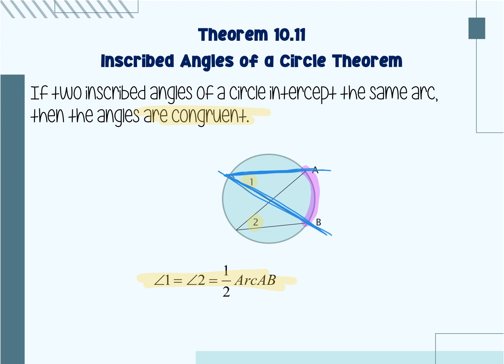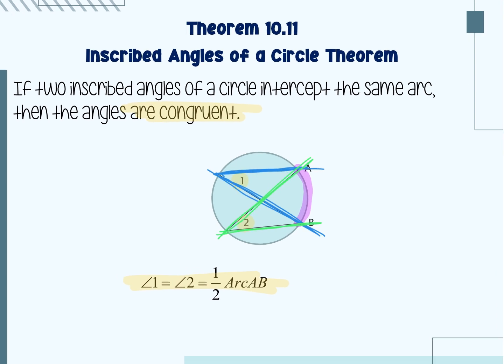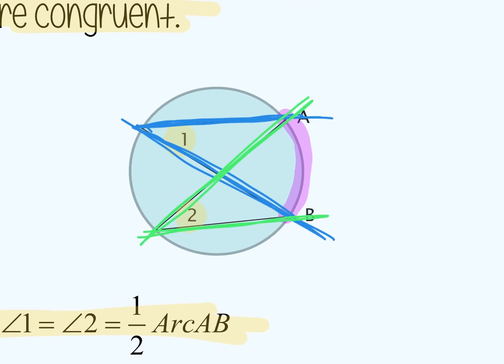And then this is my other angle in green. So here's that one, and here's another one. If you're looking at it, they're both sharing the same arc. So because they're both sharing that same arc, both angles are going to be the same measure. Okay, so do we all see where they're sharing the arc AB? Both my inscribed angles are going to be the same.